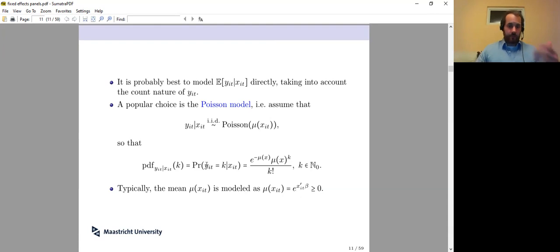Of course, because if y is a count variable and it's Poisson distributed, we know that all of the y's are positive. Therefore, we have to ensure that also the mean is positive. And we do this by this exponential function here.